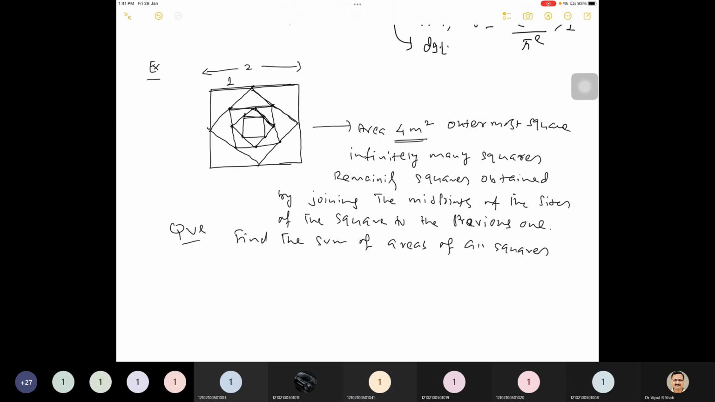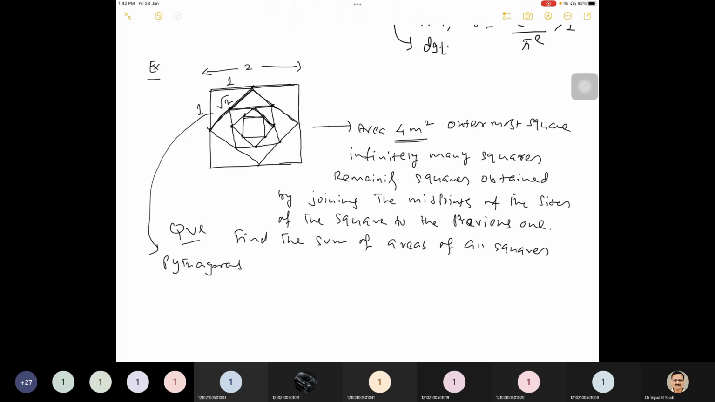This one is also of 1 meter. Yes, sir. So what is this part then? We apply Pythagoras and find it. So you apply Pythagoras and you will get this as root 2. So the length of the side of this square is root 2.